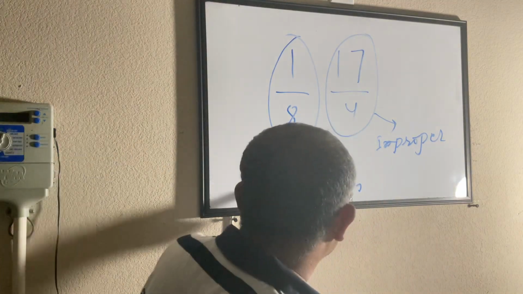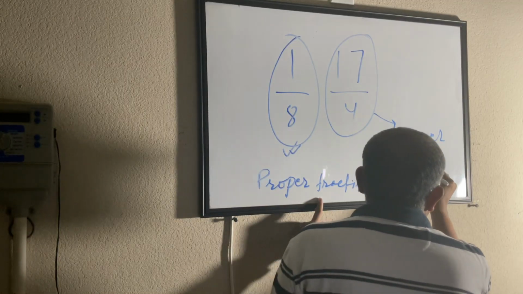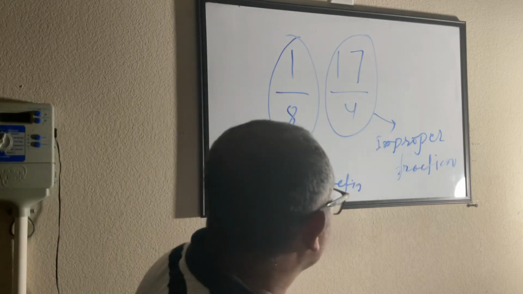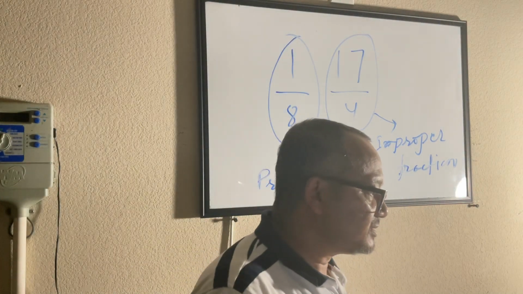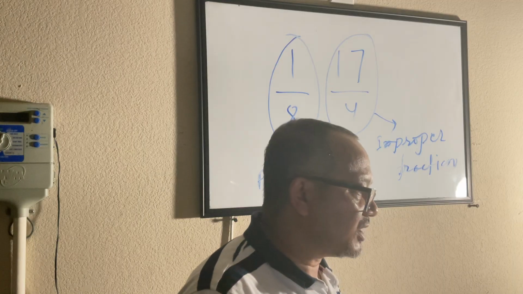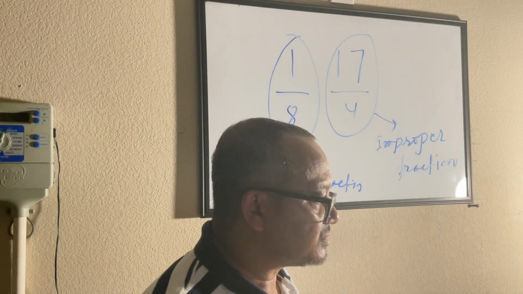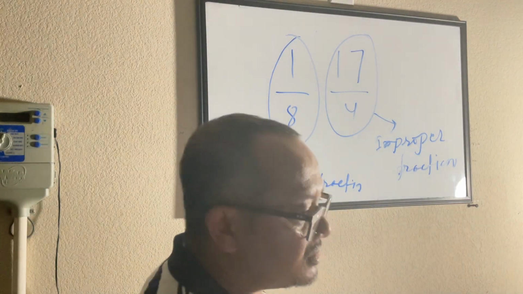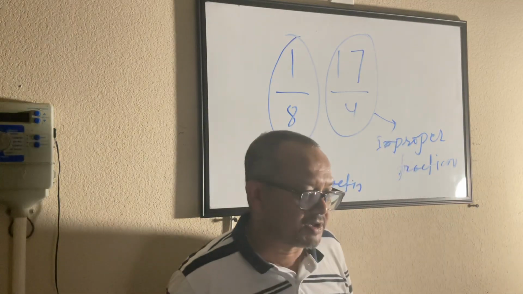So this is called proper fraction and this is called improper fraction. Now the question is, why is this proper and why is this improper? You have an answer for that? Yes. Because the proper one has the lower number on top and the bigger number on the bottom, and that one has the bigger number on top. Let's see what Kian says.